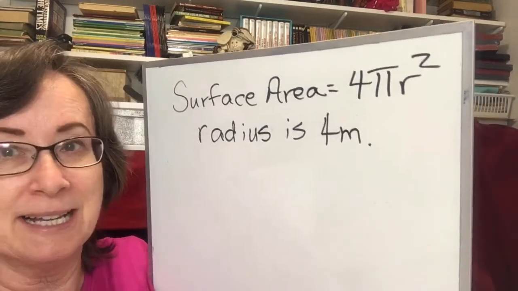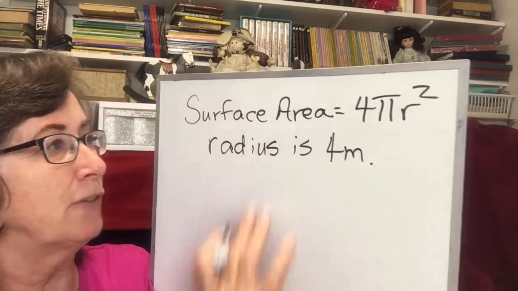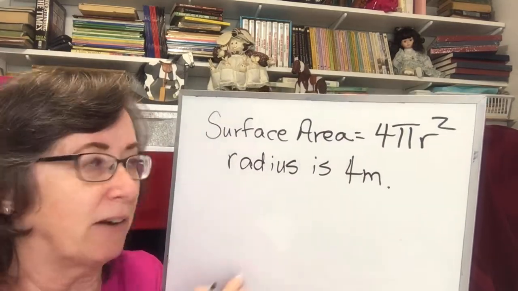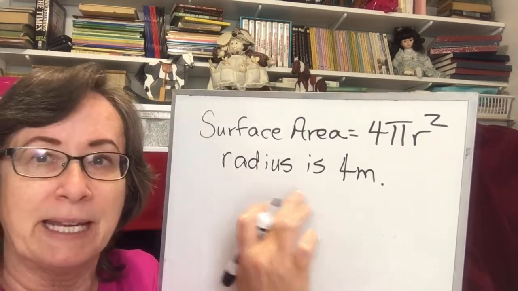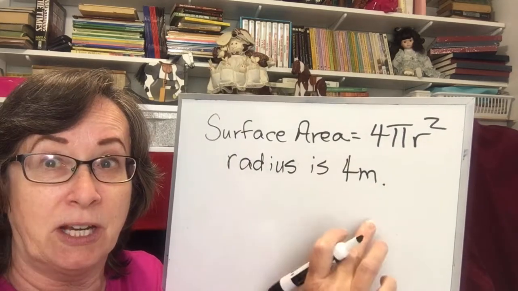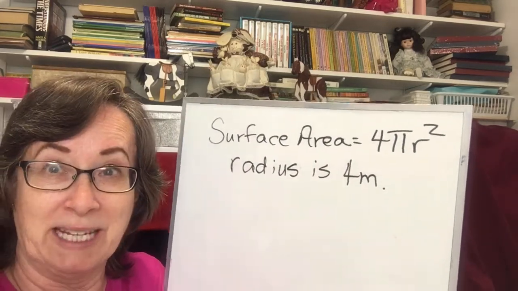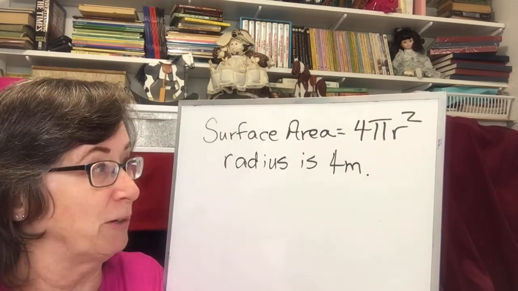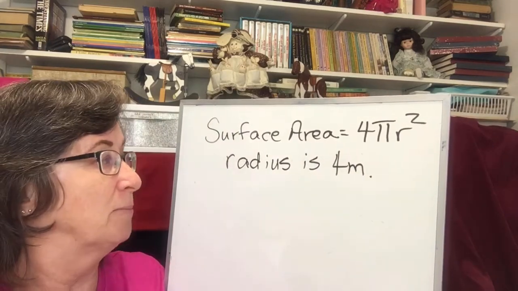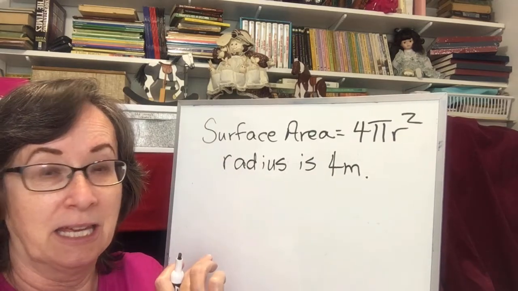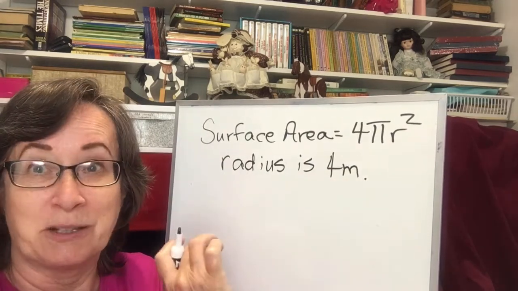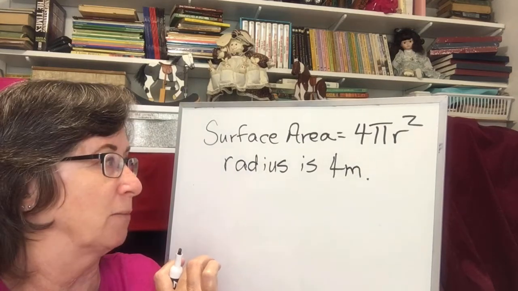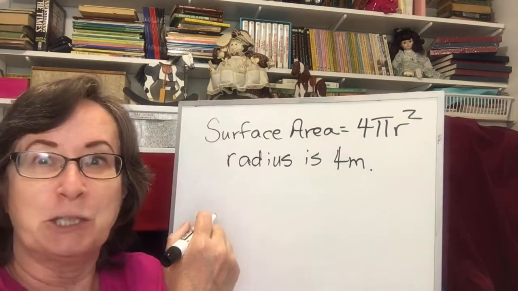Right, so here is our example. Surface area is 4 pi r squared, and we're looking for the surface area of a sphere that has a radius of 4 meters. That's a pretty big sphere. And a meter is bigger than a yard, isn't it? It's about 39 inches. And the 4 of those is the radius, so 8 meters would be the diameter of that sphere. Pretty large. Large beach ball.